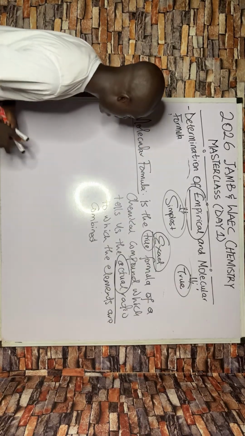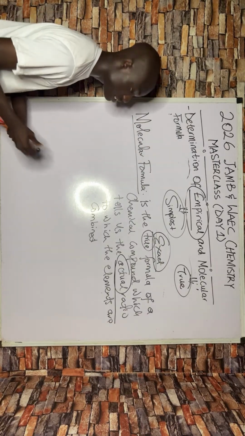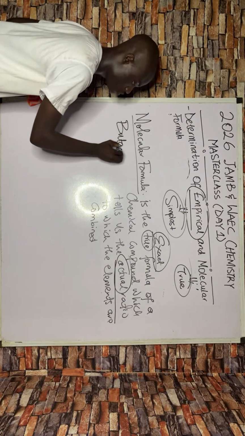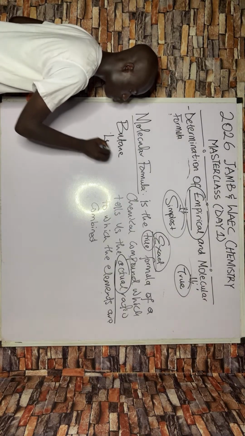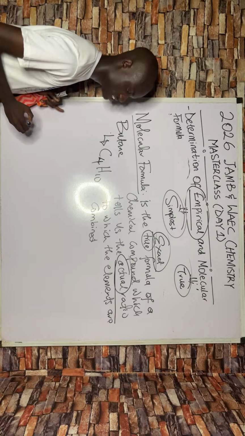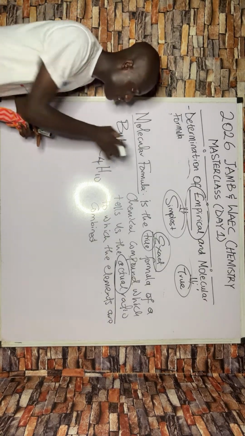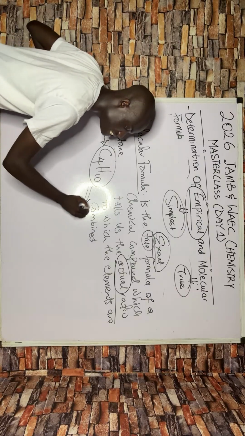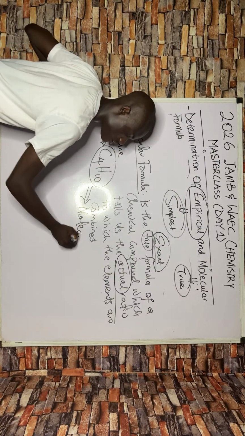So let's say we have a compound. Let's take butane. There's a chemical compound called butane. And butane is C4H10. So we have C4H10. This is the true formula for butane, C4H10. So we can rightly call this the molecular formula.